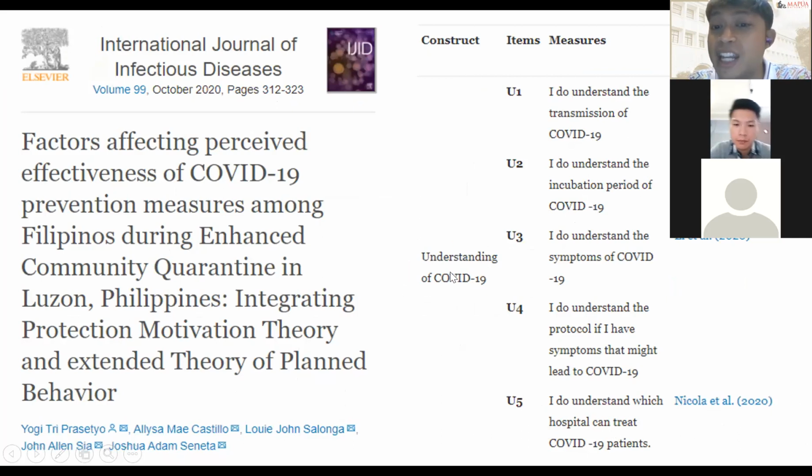For example, understanding of COVID-19. Do you have the data of this one? Understanding of COVID-19. Do you have the data in Excel? No, right, Bu Fuji? You don't have this in Excel. The one that you have is a Likert scale, 1 to 5. You only have this kind of data. You don't have data like I understand COVID-19, 1 to 5. No, right? You have this data. Another one. Let me show it to you. Another one.